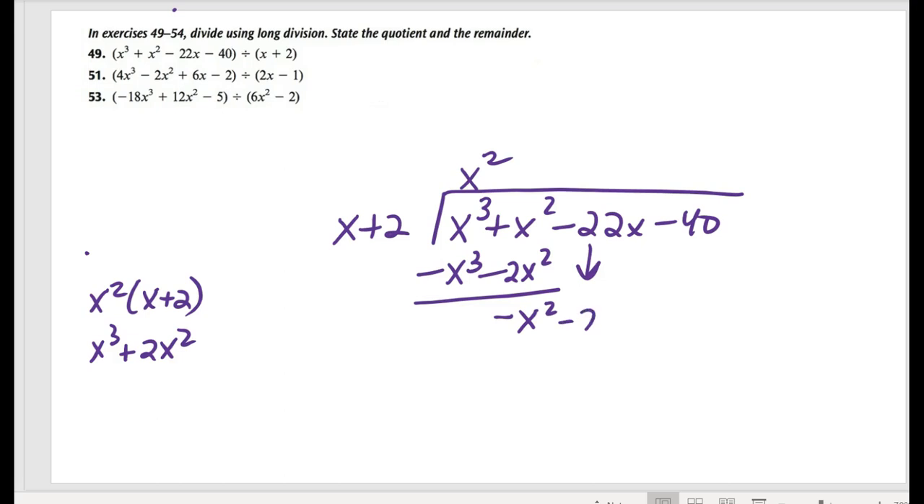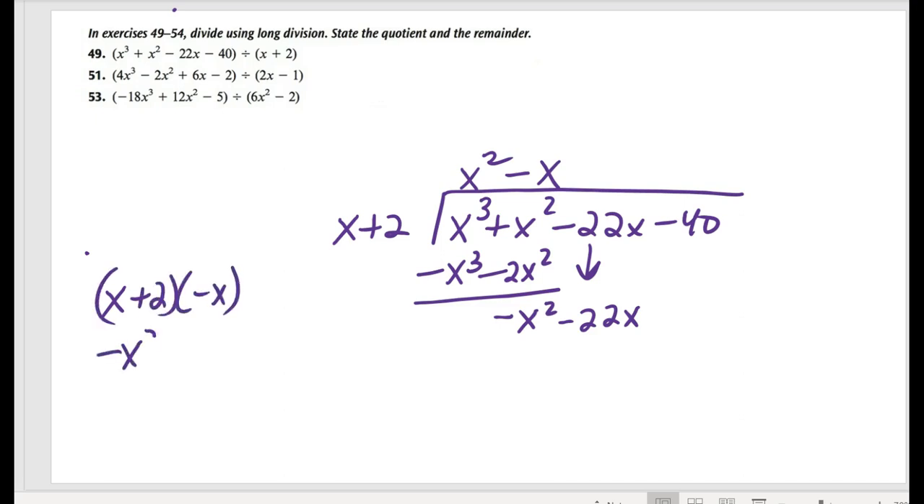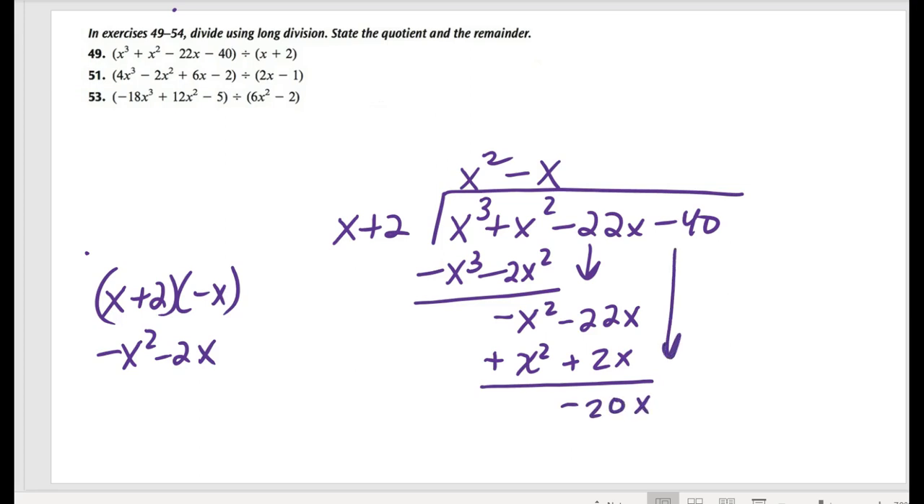Next, I'm going to bring down the next line. And then I start the whole process again. So I'm going to say, what times x will give me negative x squared? And I'm going to say that's negative x. And now I'm going to multiply to see what I have in reality. So x plus 2 times negative x will be negative x squared minus 2x. And I'm going to distribute the minus by changing those signs. And then I'm going to subtract and bring down. I do the whole dance routine again.